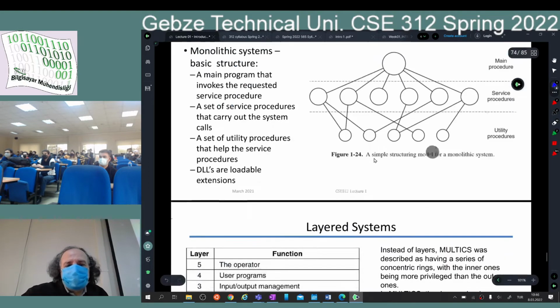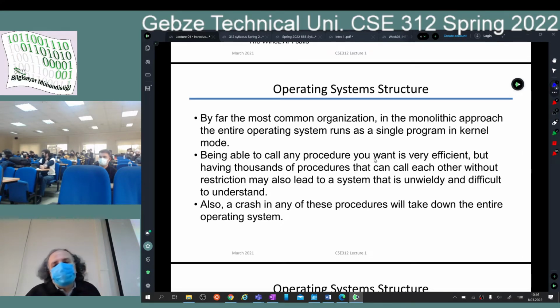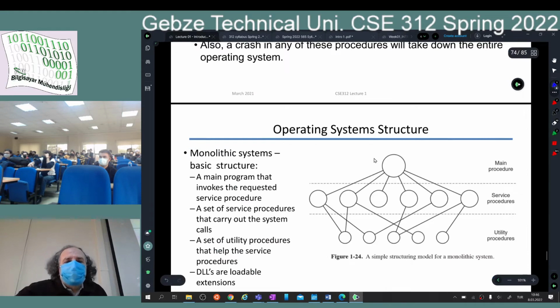That's the basic structure of it. The entire operating system runs as a single program in the kernel mode. It is efficient. You don't have to think about what module you are going to interact with. Everything is under your hands. You can call anybody, you can use anybody's service. But the thing is that if one of them fails, the whole operating system crashes.